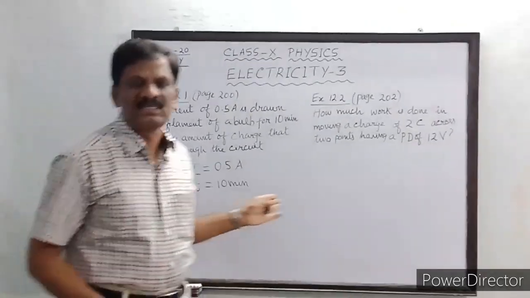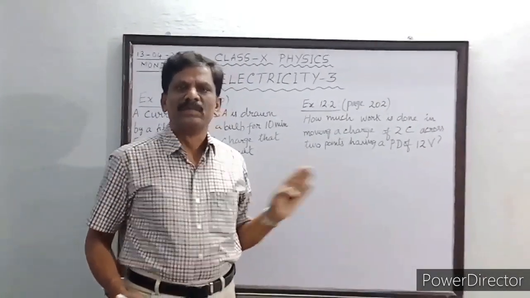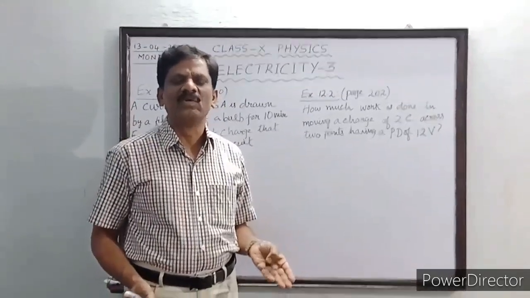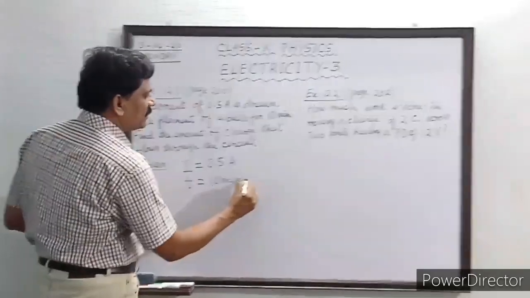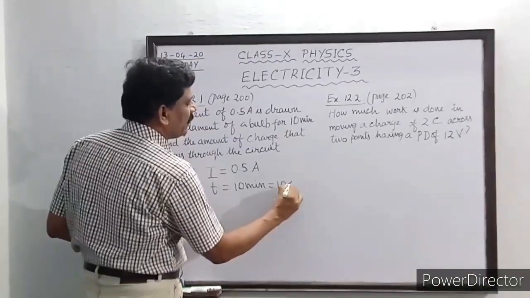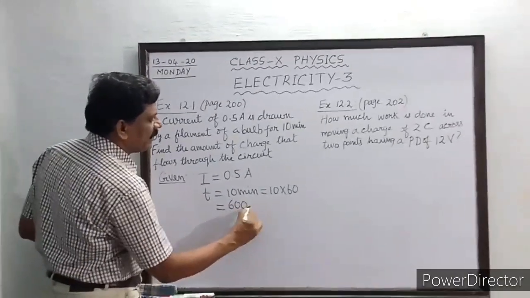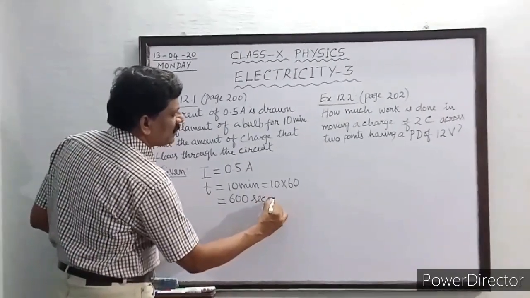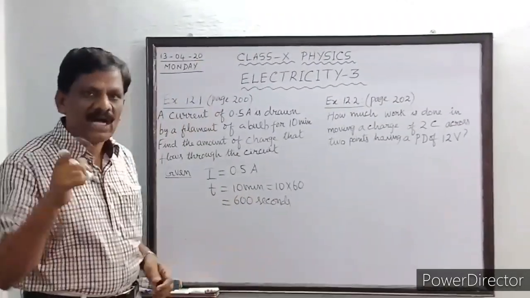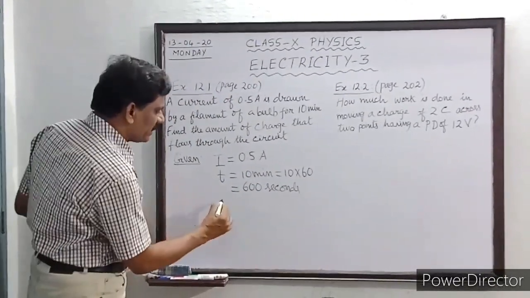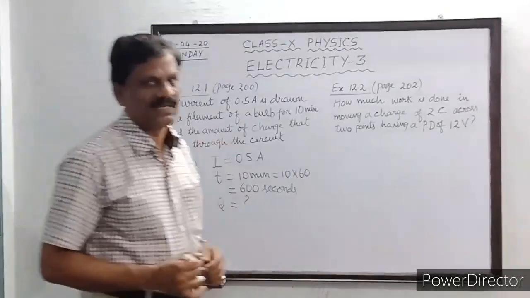But minute is not the standard unit of time. The SI unit of time is seconds. So 1 minute is how many seconds we must know? It is 60 seconds. Therefore, what is 10 minutes equal to? 10 into 60. So this is equal to 600 seconds. So the time is 600 seconds. Now what is asked in the question also we must write here. So Q, the quantity of charge flowing through the filament, is asked.